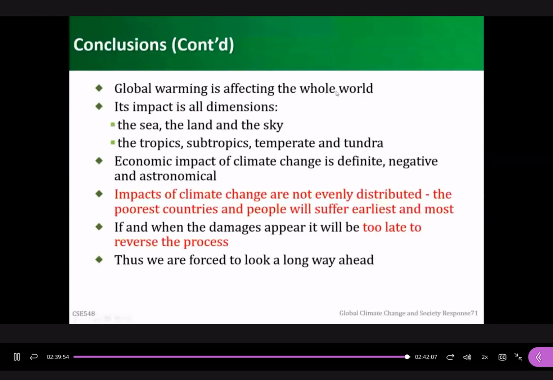Global warming is affecting the whole world. It's impacting all dimensions: the sea, the land, the sky, the tropics, subtropical, temperate, and tundra areas. Economic impact is definite. We suffer from the negative effects of climate change, and the impacts are not evenly distributed. The poorest countries and people will suffer the most from climate change. And when the damage appears, it will be too late to reverse the process, so we are forced to look long ahead. So this is a summary of the impacts of climate change and the features of the impacts.